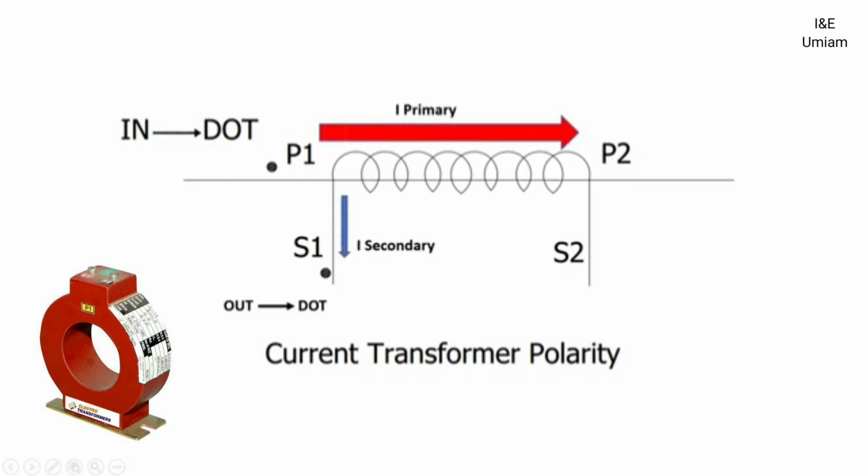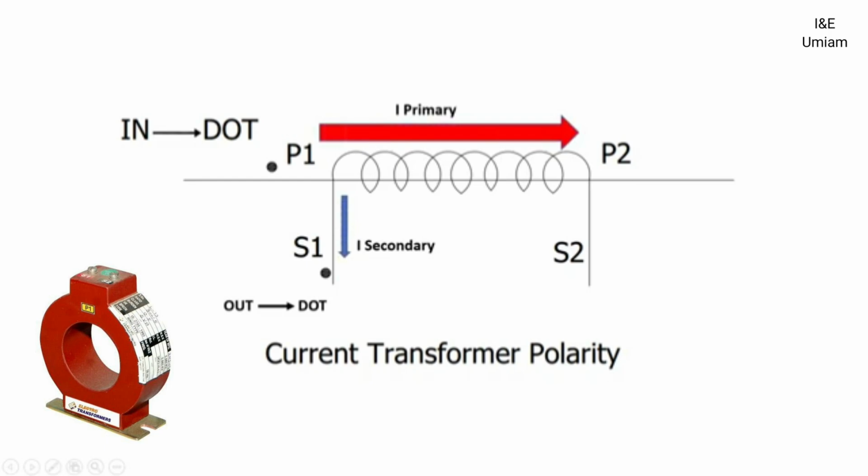If the current enters from P1 and leaves P2, right? If the current direction is in this fashion, then Newton's third law is also applicable in this case. That is, for every action there is an equal and opposite reaction. So the current in the secondary will counteract the primary current, that it will be from S2 to S1, right? If the current in the primary is from P1 to P2, then the current in the secondary will be from S2 to S1 inside the CT, but outside in the circuit it will be from S1 to S2.